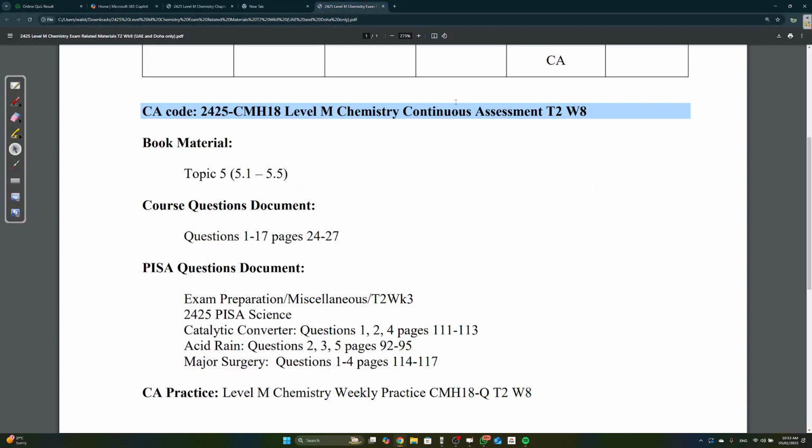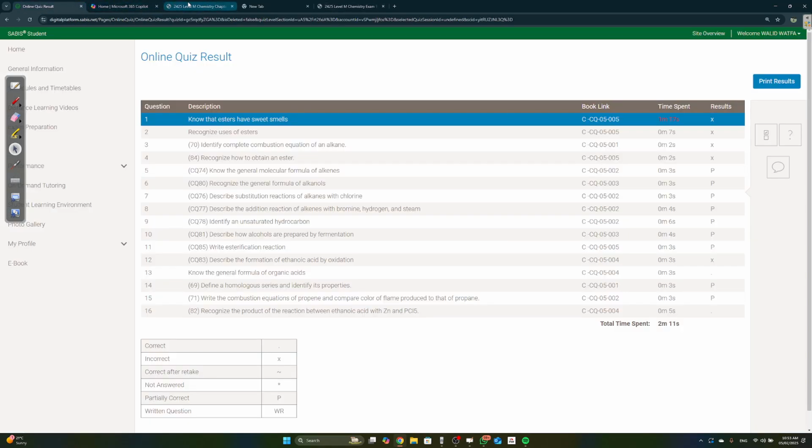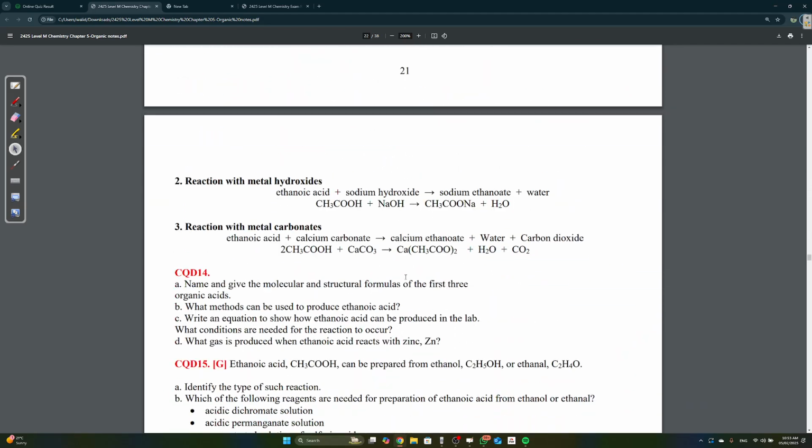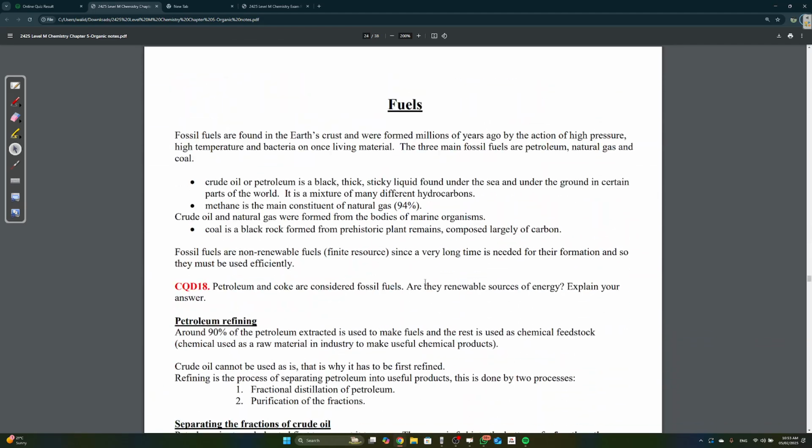This is term 2, week 8, chemistry CA. It's the same material as last week, but what's new is just carboxylic acids and esters, and I think polymerization.